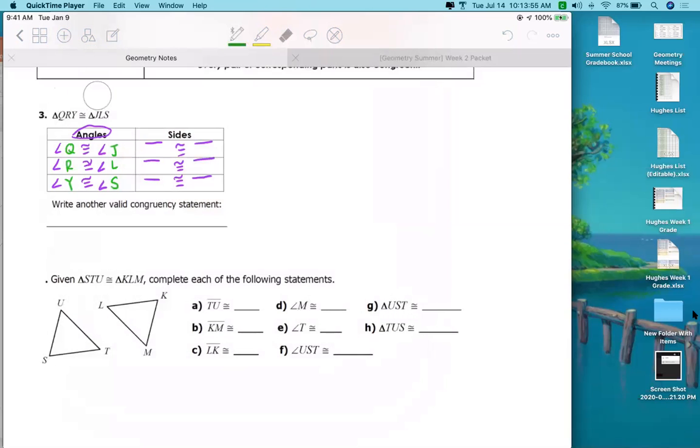So let me erase that first. For sides, if we're looking at the first 2 letters, then we're going to be looking at the first 2 letters of the second part. So if I put QR is congruent to JL, then the next part is going to be RY and LS.